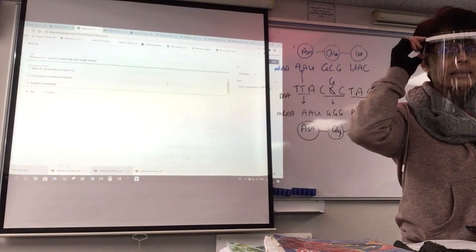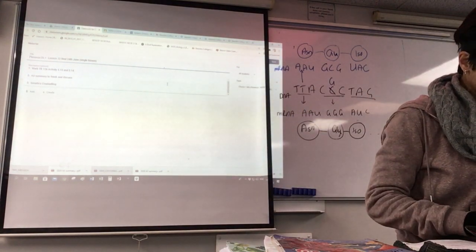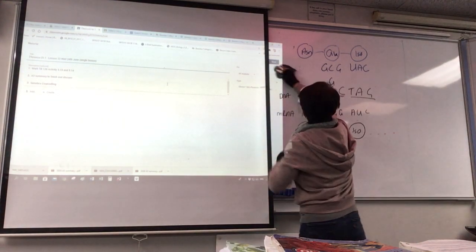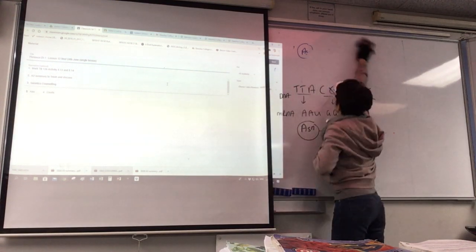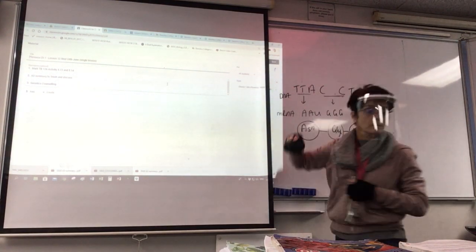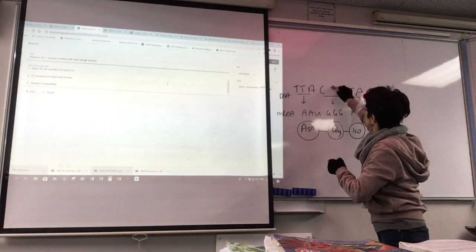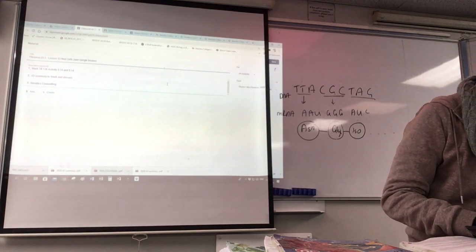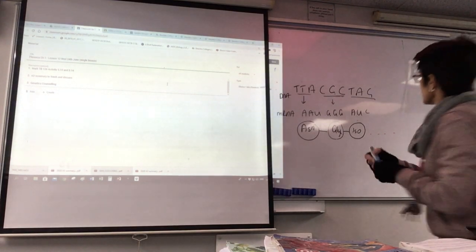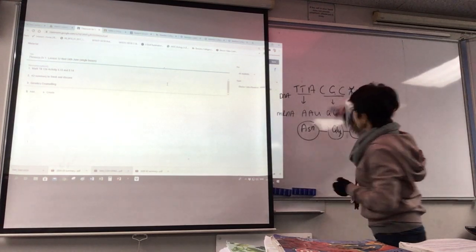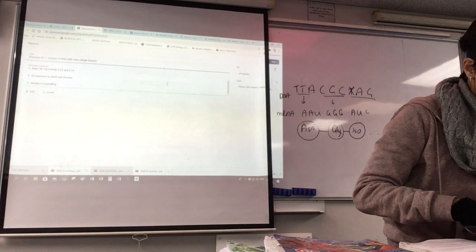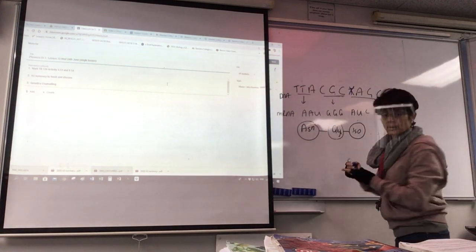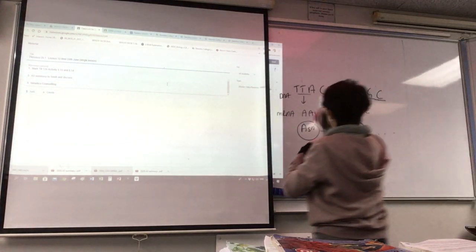Okay, are we happy with that? All right, so let's look at mutation C, which is a deletion. It was TTA, CCC, and the T was taken out. This one was taken out. So AGC, and there's a C there. Now it's a deletion mutation.